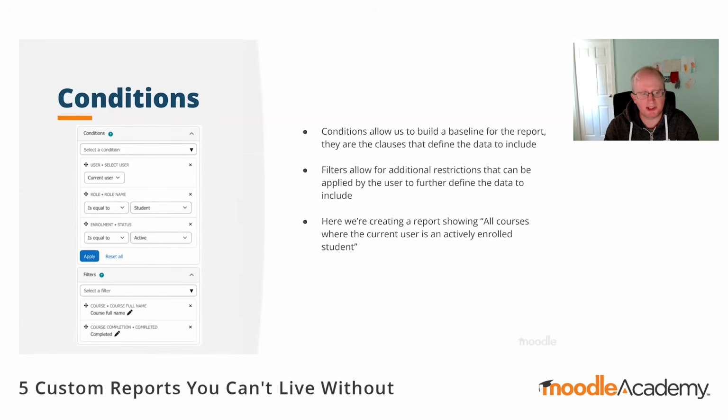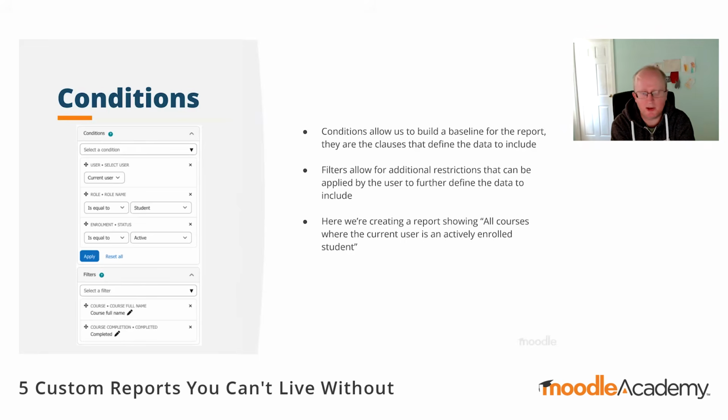The other way that we set up this report is by using the conditions. So the conditions can be thought of as the building blocks of any report. This is at a base level what you want in the report. So I'm saying here in this report, I want to show all data for the current user where they have an active enrollment in the course as a student. And that's it. These conditions are very, very flexible. For any of you who are familiar with custom reports, you will recognize this and you will see that there are an awful lot of ways to flexibly create your reports.